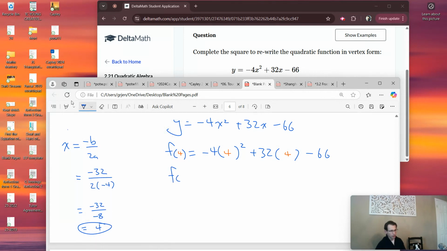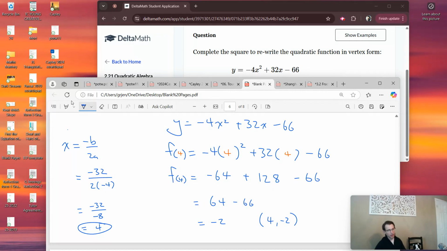So f(4), meaning the value of the function when evaluated at the vertex, is going to be -4 times 4 squared, which is -64, plus 128 minus 66. That, in other words, is 64 minus 66, that's -2. So what do we do with this information? Well, this information is critical. This is telling us that the vertex is at (4, -2), which is what we wanted to know.